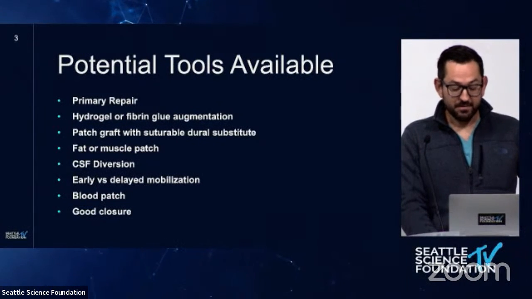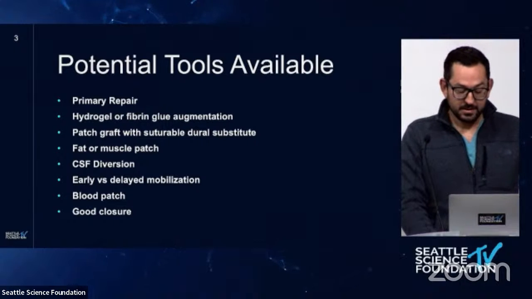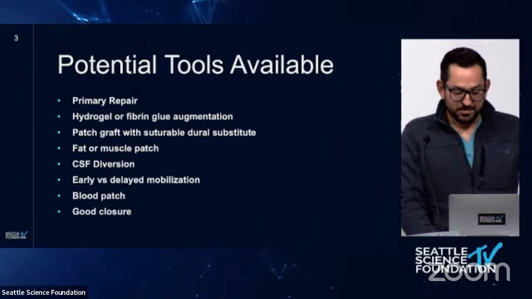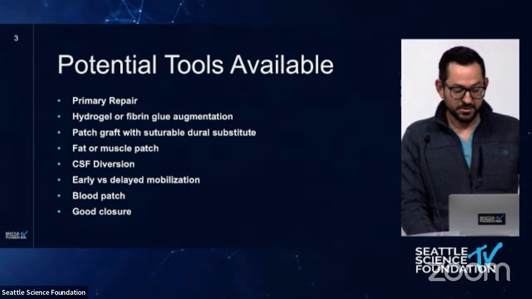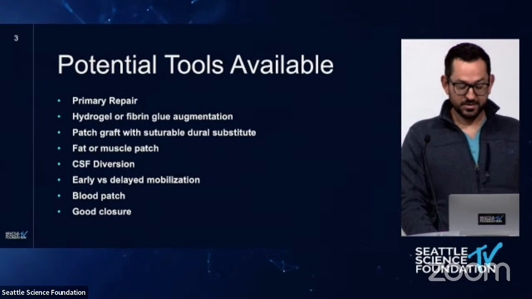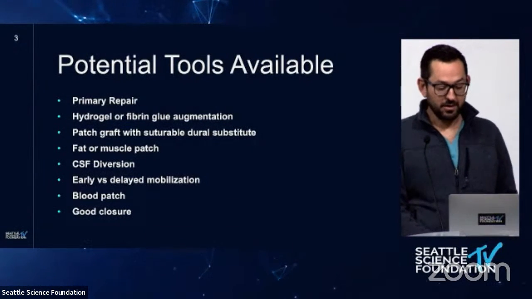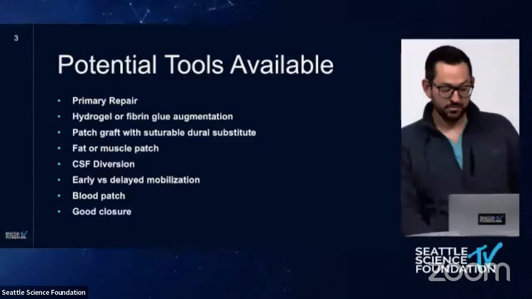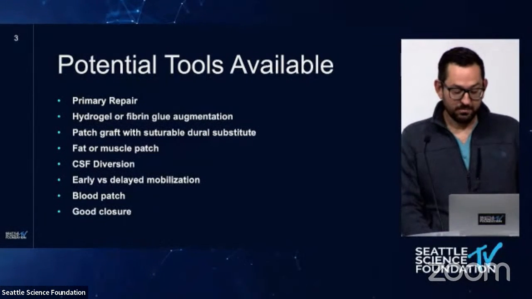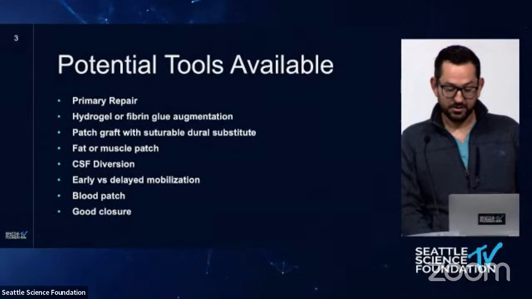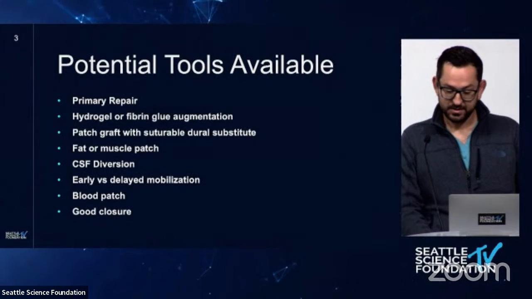You can do CSF diversion in the form of a lumbar drain, or I guess a ventriculostomy, but lumbar drain is more reasonable, more readily used. And then another thought is early versus delayed mobilization. Should you get patients up right away, or should you lay them flat for 24 hours or longer? Blood patches, and then again, I think a good solid fascial closure and skin closure is important with these.